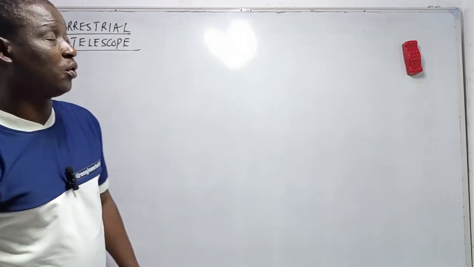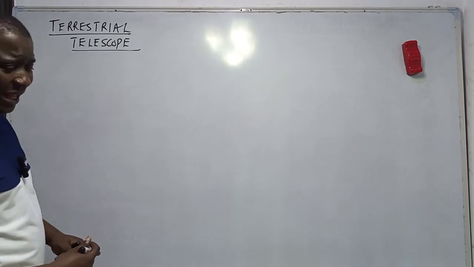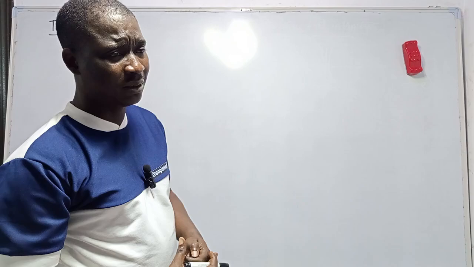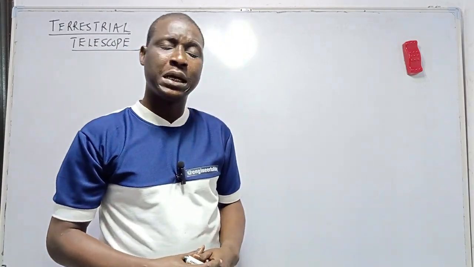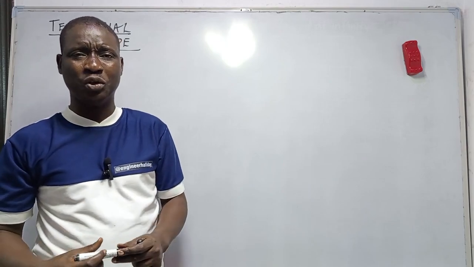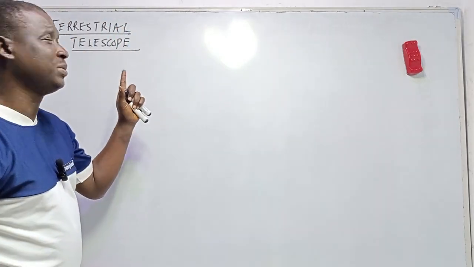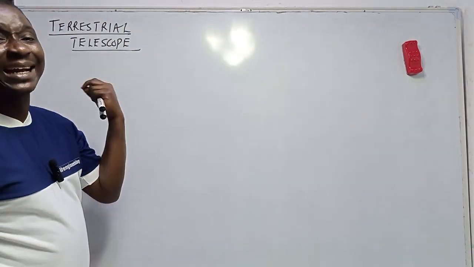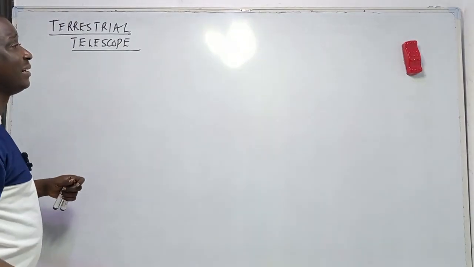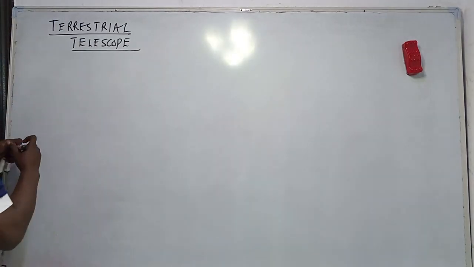Hello guys, we want to discuss the terrestrial telescope. A terrestrial telescope is like an astronomical telescope. The only difference between this one and the astronomical telescope is that there is an additional lens added, which we call the inverting lens.